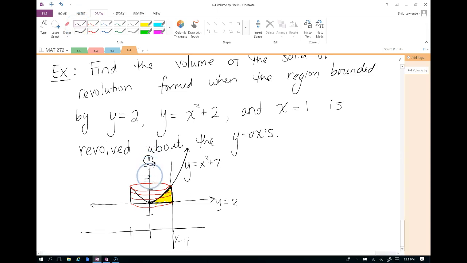So remember, we're going around the y-axis, which has an equation of x equals 0. Let's start with our radius function. So here's our region, and our axis of revolution is x equals 0. For the radius function, we want to do right minus left. So I have my region drawn on the right, and my axis ended up on the left. So my radius function is just x.